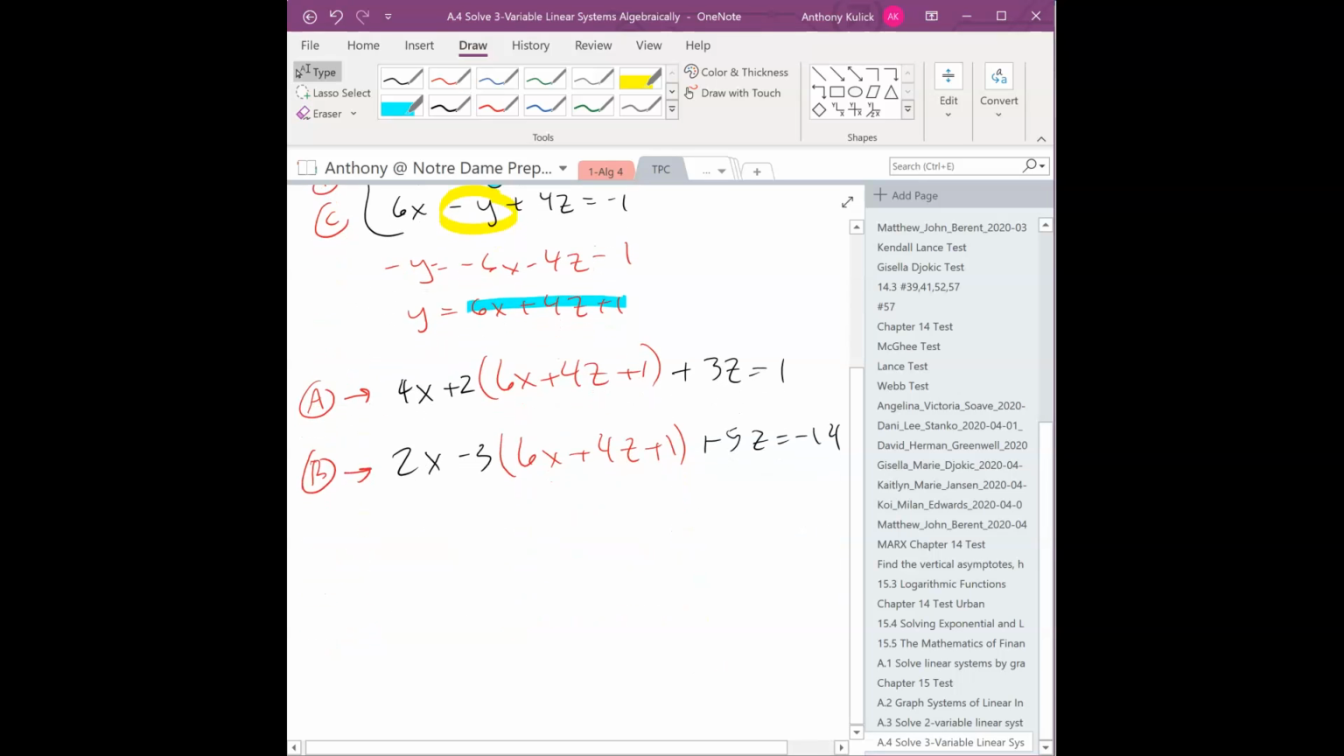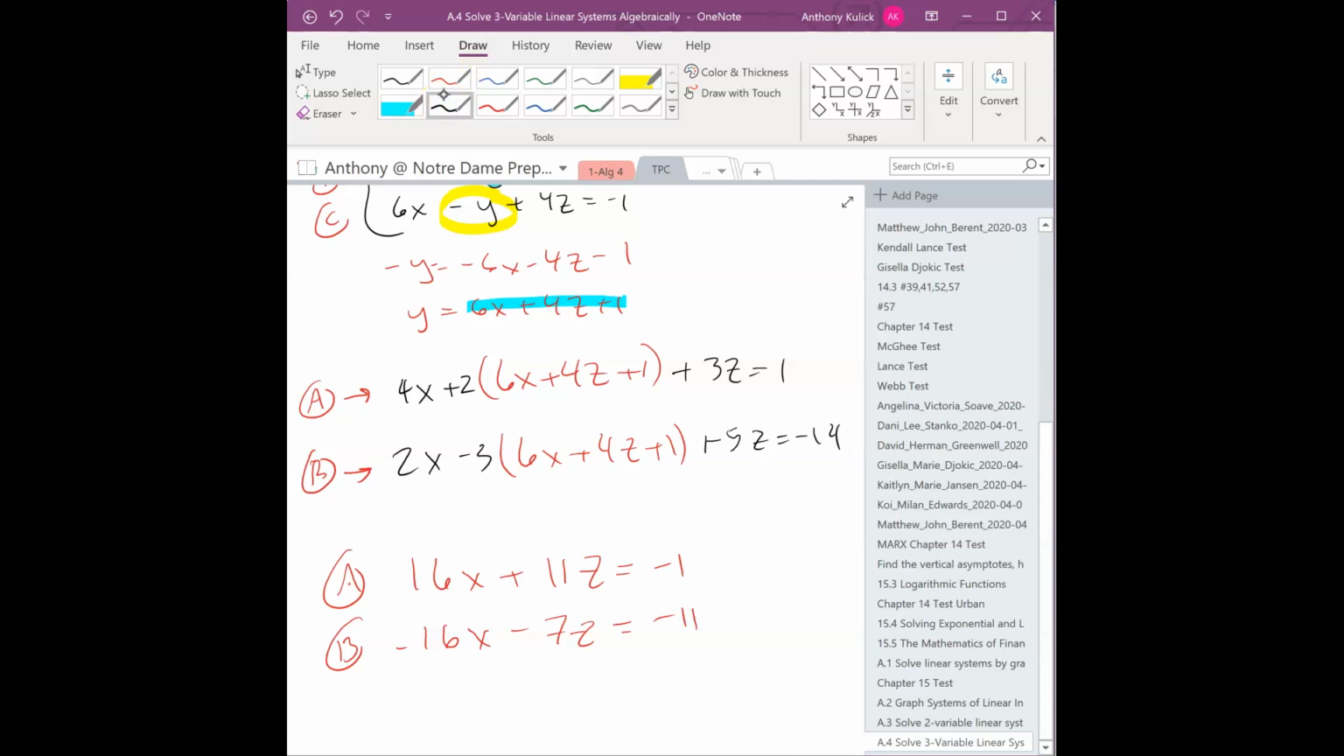Okay. What I'm going to do now is simplify. So when I distribute the 2 through and I combine my like terms, my new equation A is going to be 16x plus 11z is equal to -1. And my new equation for B is going to be negative 16x minus 7z is equal to -11.